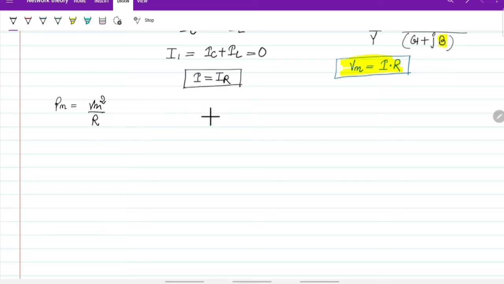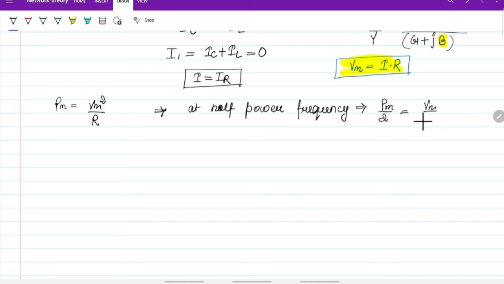Now at half power frequency, that is Pm by 2, we can write this equation as Vm by root 2 square into 1 by R. It means we will get half power at Vm by root 2. So the frequency at which we will get this value is called half power frequency.